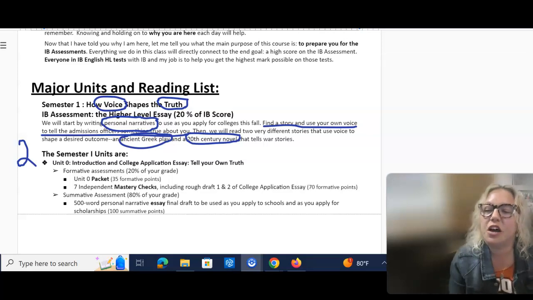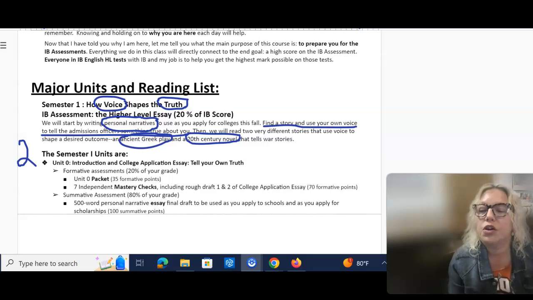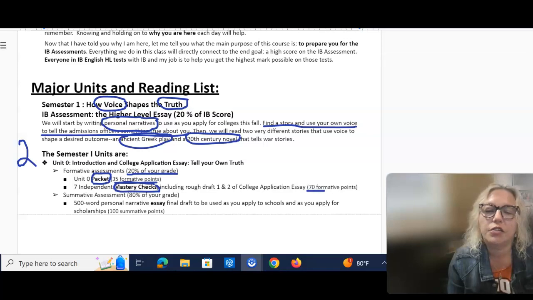The semester 1 units are Unit 0, Introduction and College Application Essay, Tell Your Own Truth. Formative assessments, 20% of your grade. The Unit 0 packet is 35 formative points, and the mastery checks are 70 formative points. Okay, so you can see the packet in and of itself isn't worth a whole heck of a lot, although it might be enough to get you up to that A grade that you want.